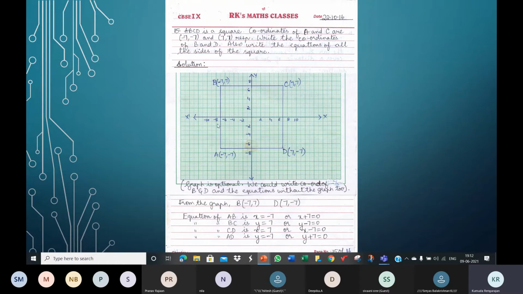And we know that a line segment is a part of a line. So if it's parallel to the y-axis, the equation will look like x is equal to something, x is equal to a. If a line or a line segment is parallel to the x-axis, then its equation will be y is equal to something, y is equal to b. X is equal to a, y is equal to b.